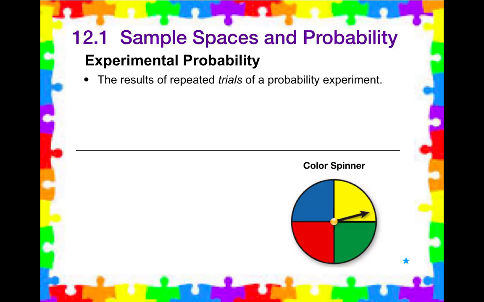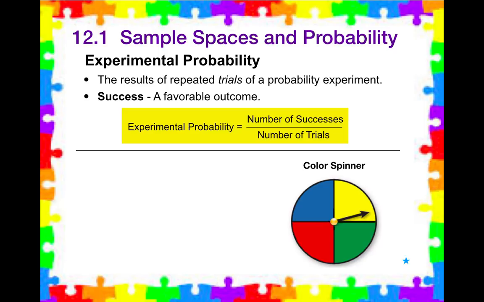The results of repeated trials are called experimental probability. So far we've been talking about theoretical probability. Let's actually look at some repeated trials. So a success is a favorable outcome. A failure is an unfavorable outcome. So the number of successes divided by the number of trials is the experimental probability.